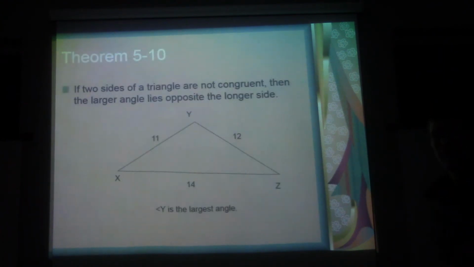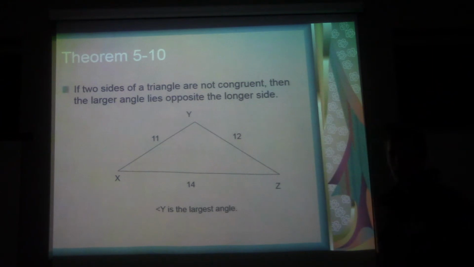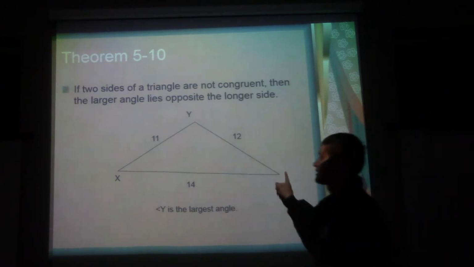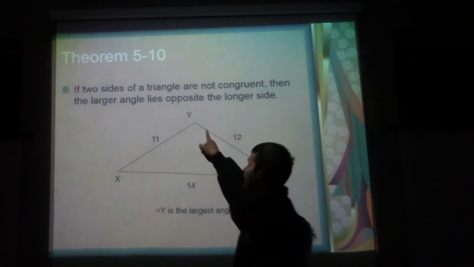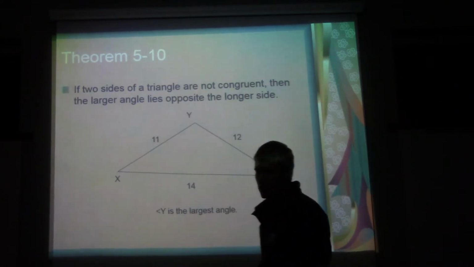If two sides of a triangle are not congruent, then the larger angle lies opposite the longer side. So if we don't have any congruent sides, if no sides are equal, then the largest angle will be opposite the longest side. So if you look at this side right here, this is my longest side of the triangle. So angle Y would be my largest angle.